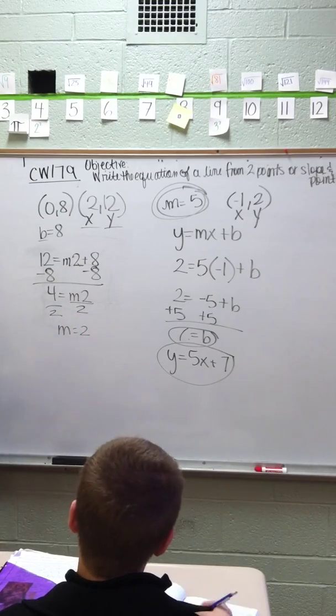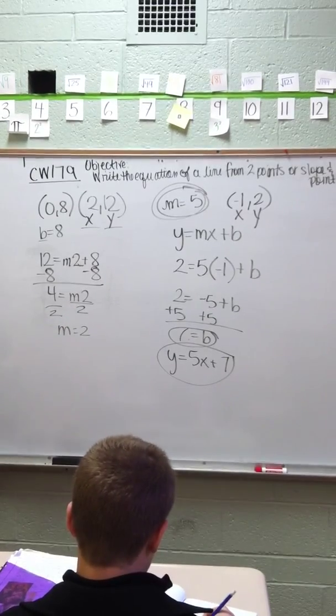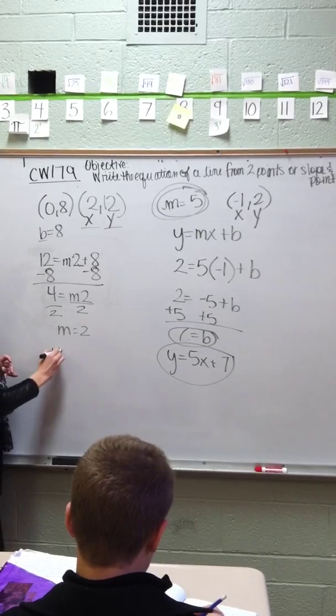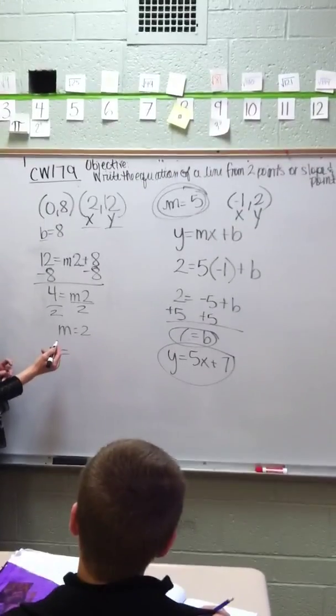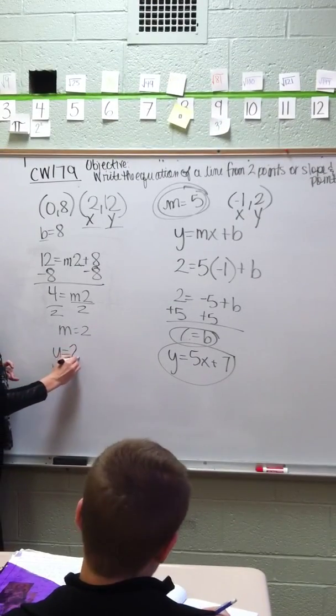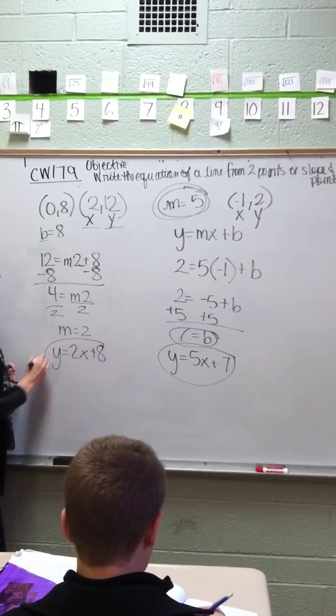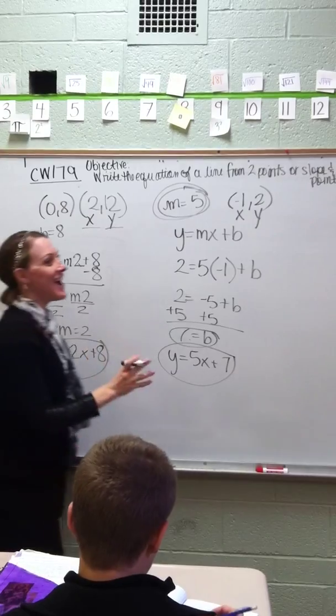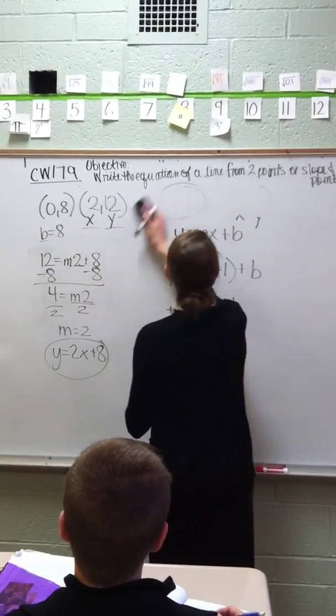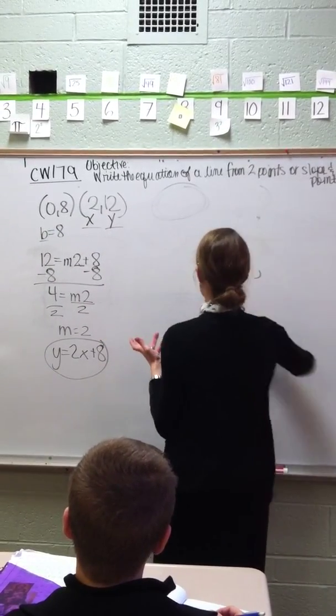So what's the equation of this line? y equals, what's my slope, Peter? 2x plus 8. All right, let's go ahead and use the slope formula, which is probably what most of you did, and that's what I did too.